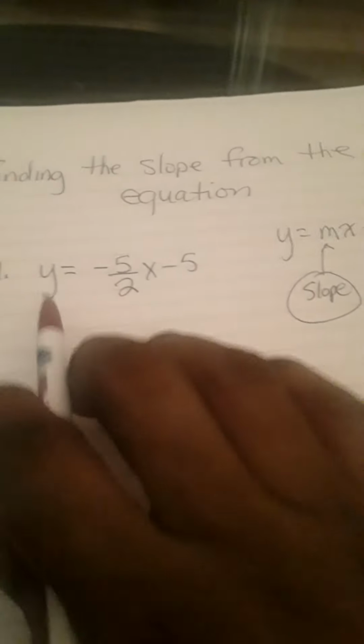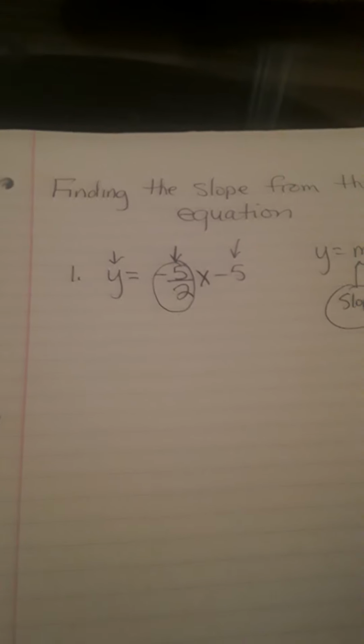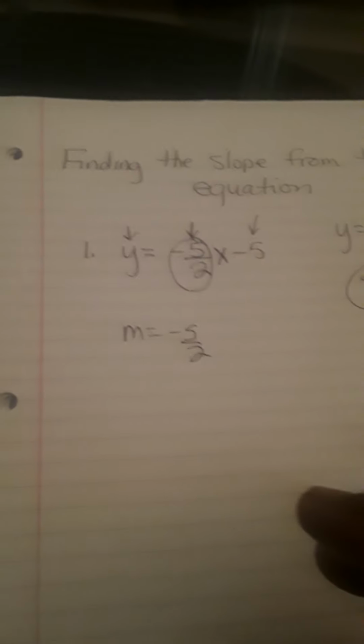So our goal is to get it in this form, y equals mx plus b. Let's look at number 1. It looks like it's already in the form. This is our y. This is our m, which is the slope. And this is our b, which is our y-intercept. So this one is already in order. And what is in front of this x? -5 over 2. So the slope for number 1 is -5 over 2. That one was simple.